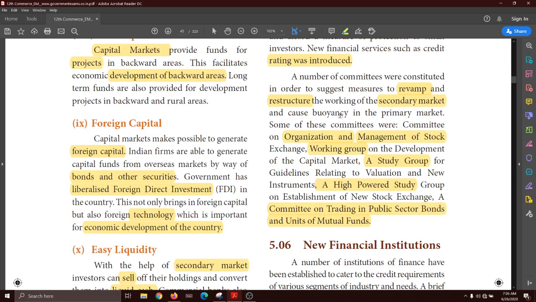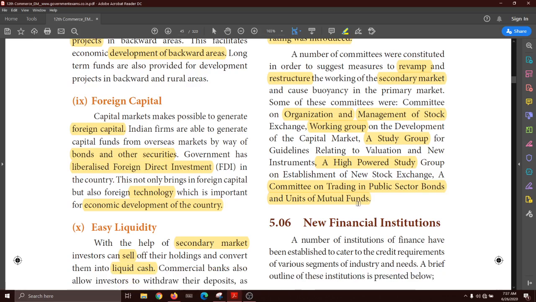Okay, so many committees came into existence, and the activities of the committees varied from one to another. There was the Committee on Organization and Management of Stock Exchange, then a working group on the development of the capital market. Then a study group relating to valuation. Valuation means regarding securities, financial institutions and new instruments. Then a high powered study group on establishing new stock exchanges. If you want to establish a stock exchange, the mandatory requirements to follow were laid down by this high powered study group.